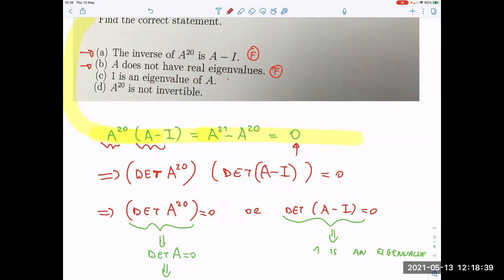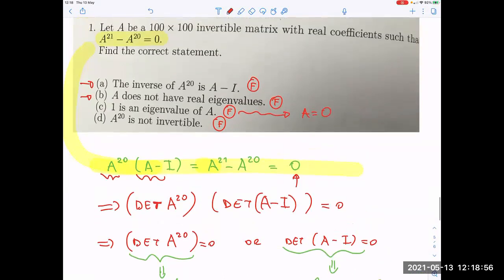So there is no true option in this multiple choice. So there is a mistake. I'm sorry, I didn't realize it. So they are all false. So why is C false? Because A could be equal to 0, and then it satisfies this situation here, but 1 is not an eigenvalue. Or A could be the identity matrix, right? And so it satisfies the red box equation, but it is invertible.